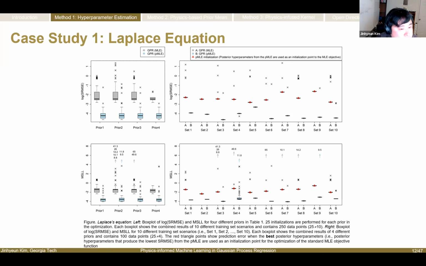The second row is the mean squared log loss, which involves the uncertainty information. In general, a lower MSLL means a better fit model with a tighter uncertainty confidence interval. In this case as well, we can see that the mean squared log loss can be reduced.